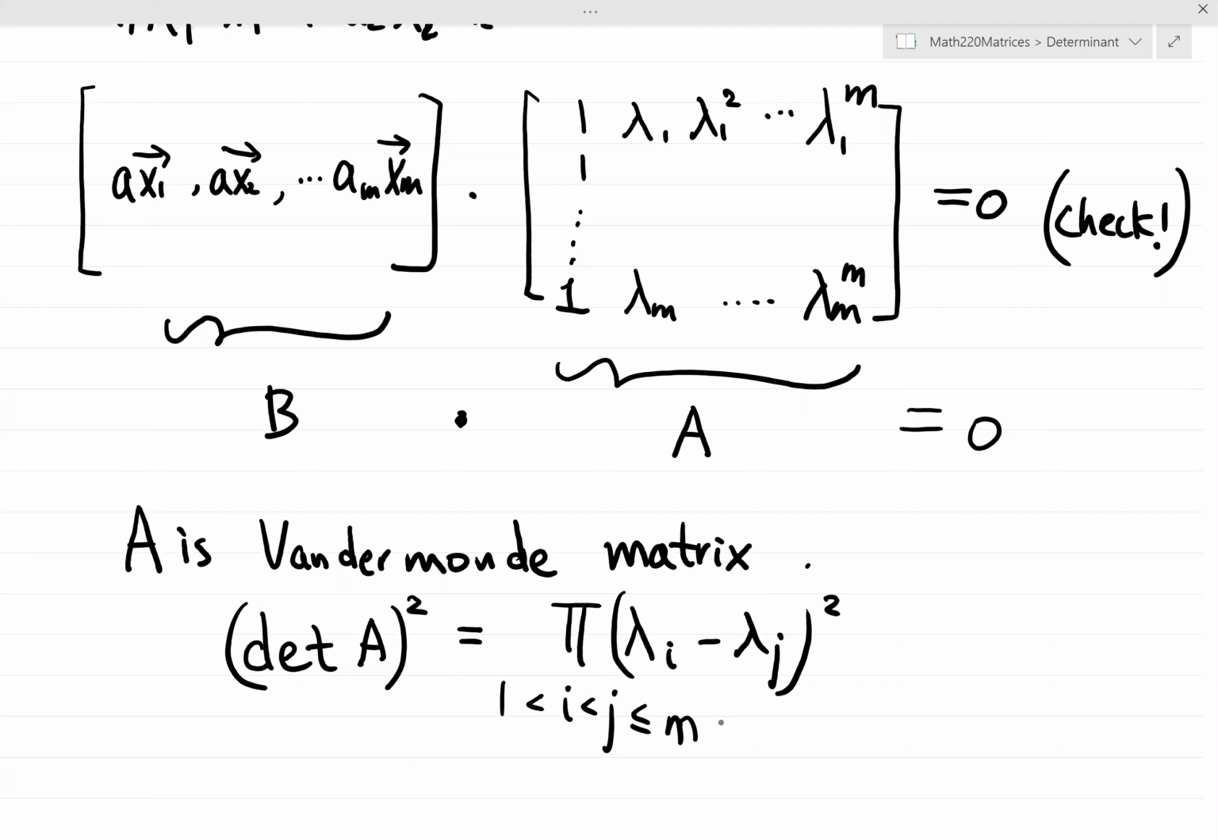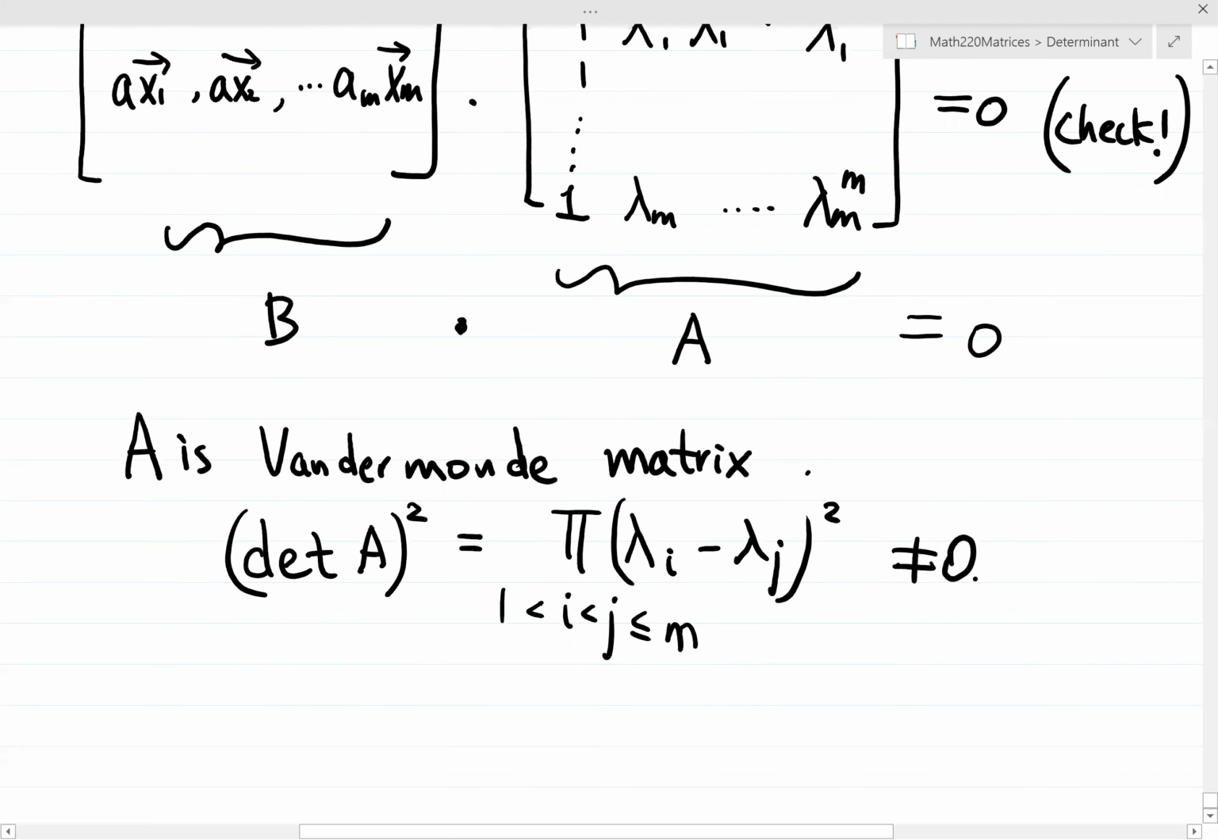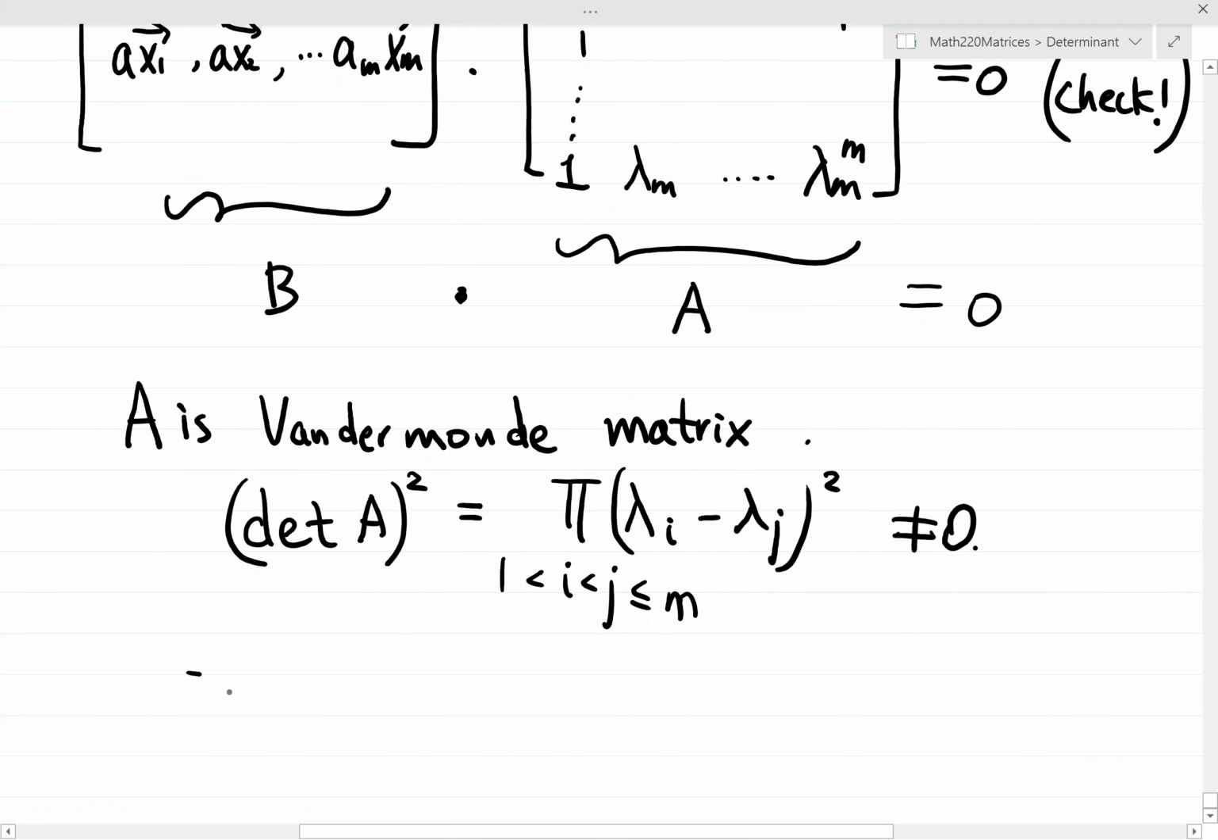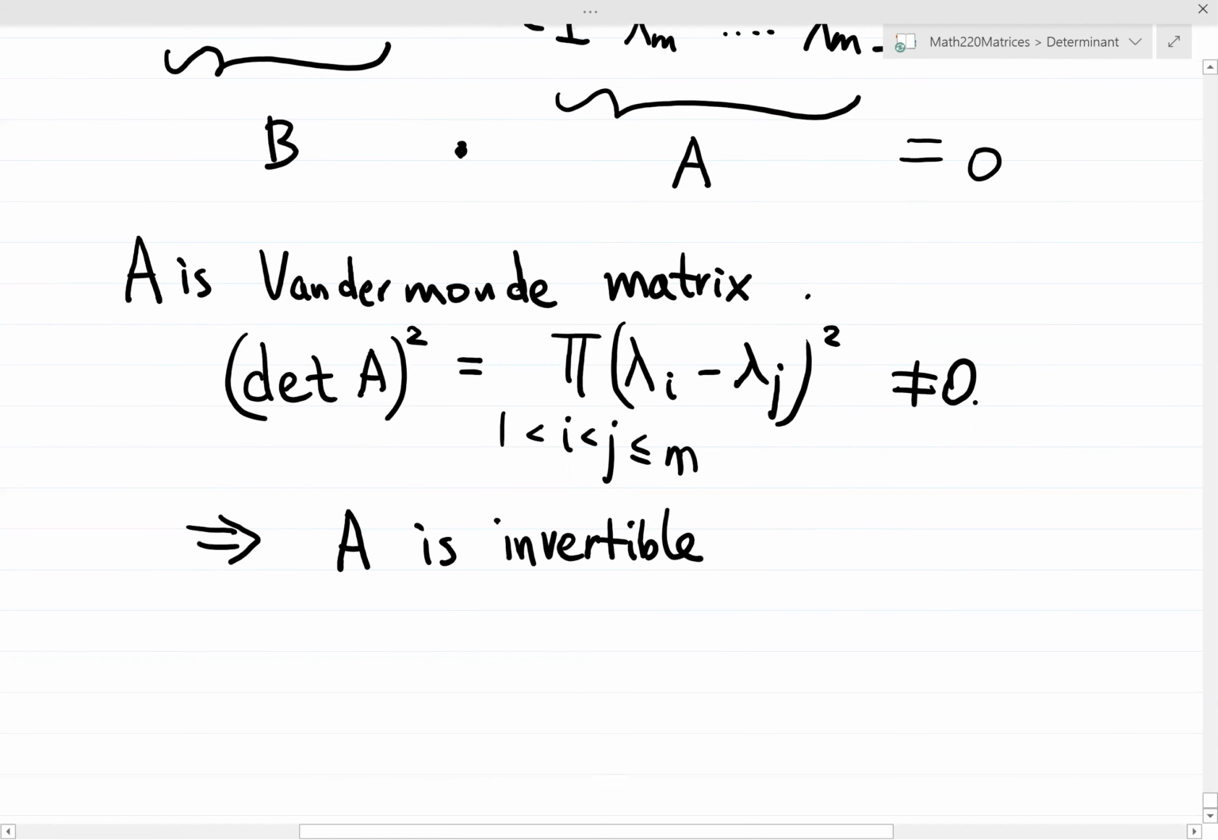So here lambda i, lambda j are pairwise distinct, so the determinant is non-zero. The determinant being non-zero means this matrix is invertible. This implies A is invertible. So B times an invertible matrix is 0.